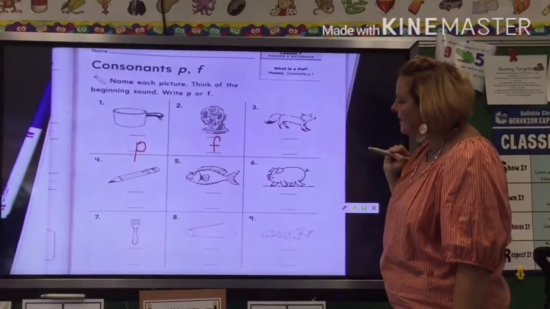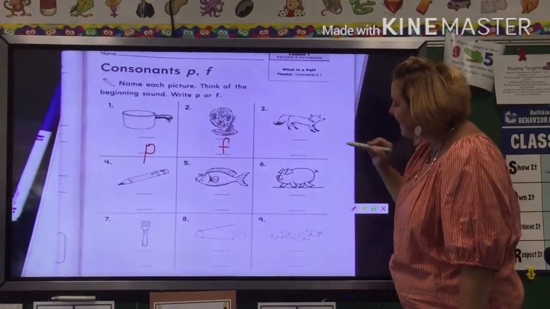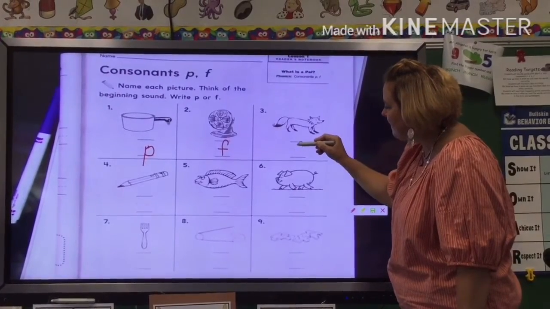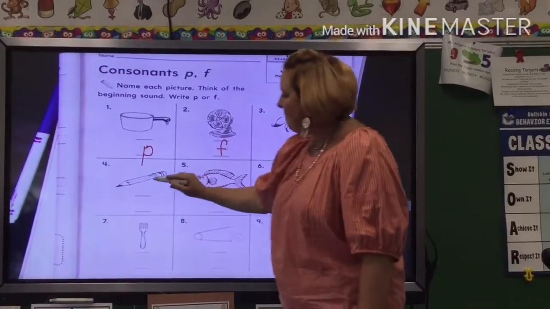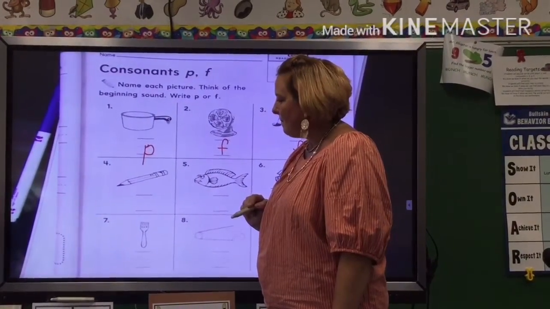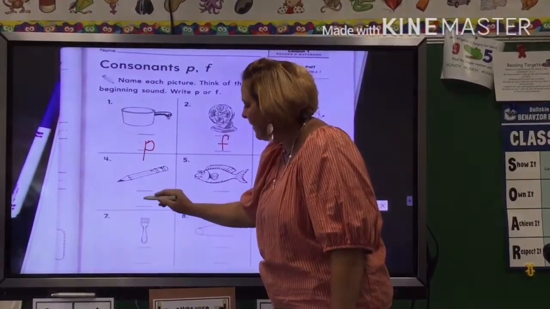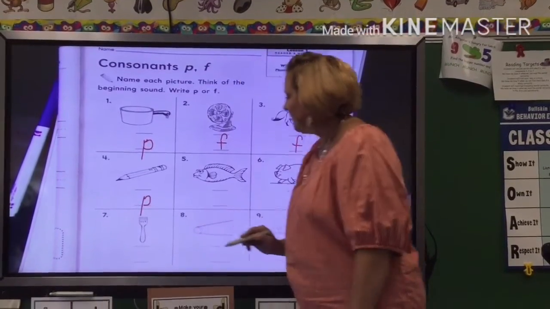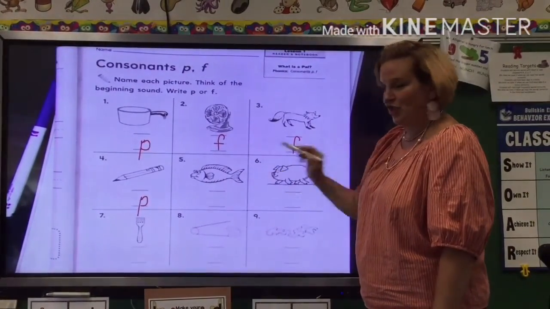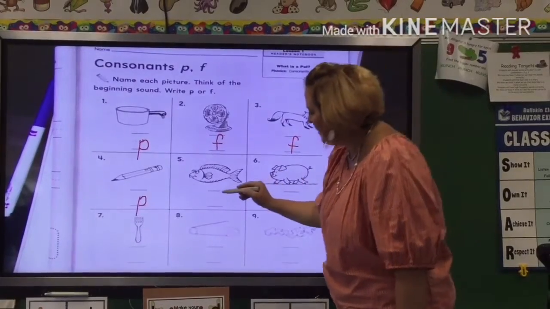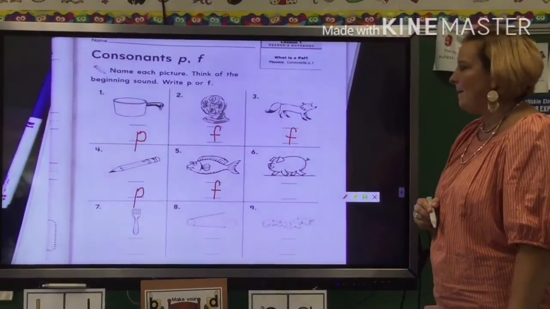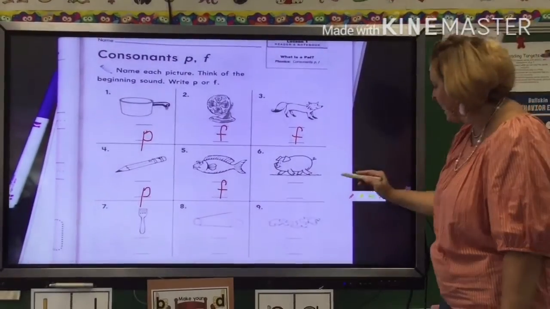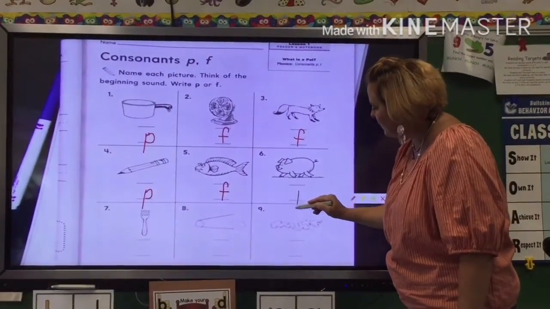Next, we have a fox. Think about what that starts with. Ox. F. Pencil. Pencil. P. Fish. Fish starts with an F. Pig. Pig starts with a P.